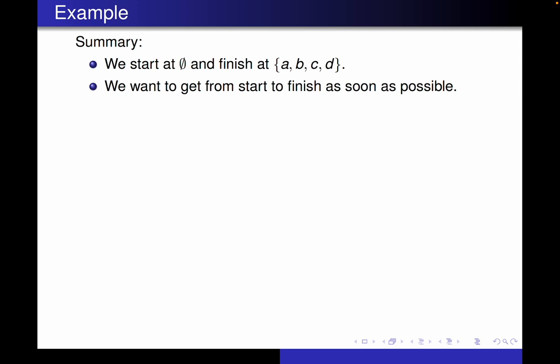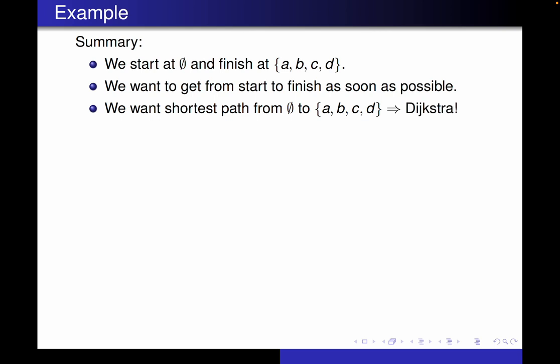All right, so I want to summarize some of the information that we have there. When we actually do the task, remember, we're starting having done nothing. So we're starting at the empty set. And we're finishing having done everything. So we want to finish at the set that contains all of our tasks, A, B, C, and D. We want to get from start to finish as soon as possible, which means that we want the shortest path starting at no jobs done at the empty set to all the jobs done at A, B, C, and D. And if that sounds familiar, yeah, we did that with Dijkstra's algorithm.